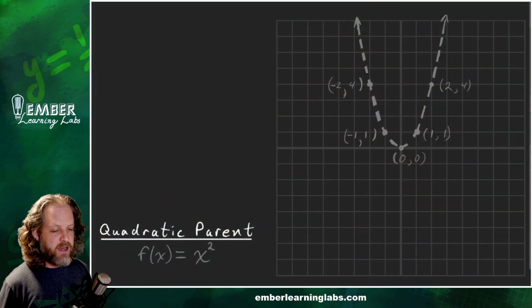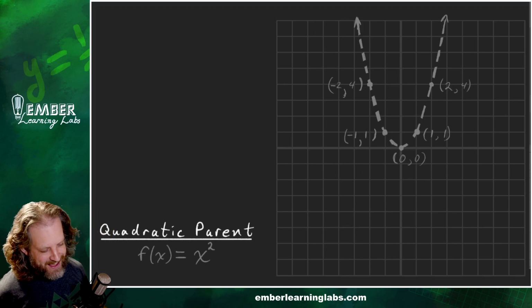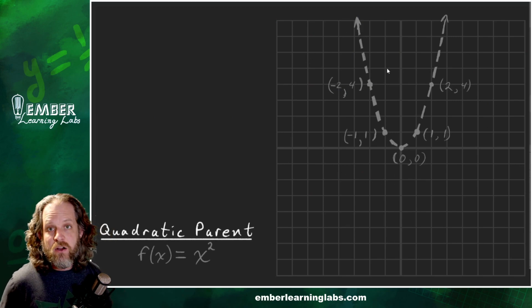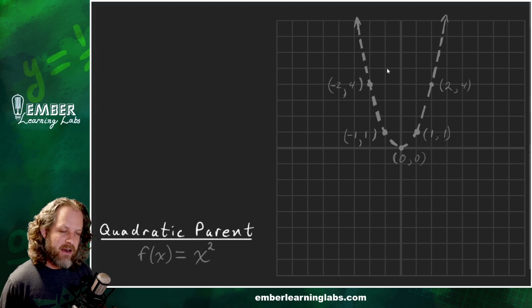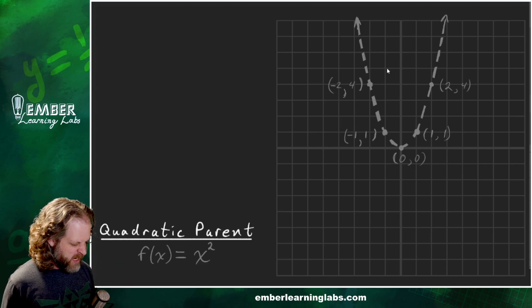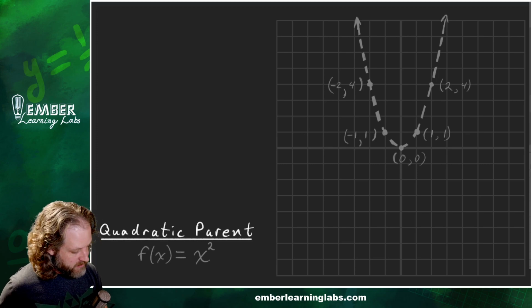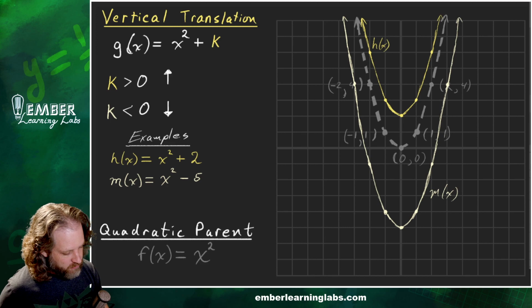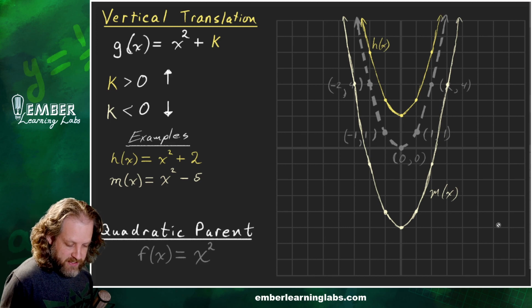So first up here, my head in the way, is just reminding us what that quadratic parent is, because we're going to compare all of these transformations to the parent, because that's a great way to understand what's happening. So our first type of transformation that we can do is a vertical translation.